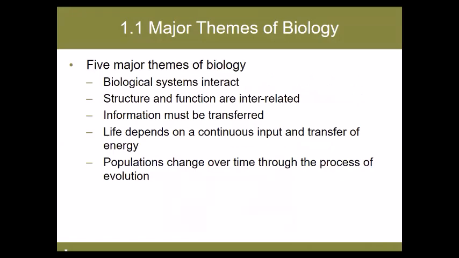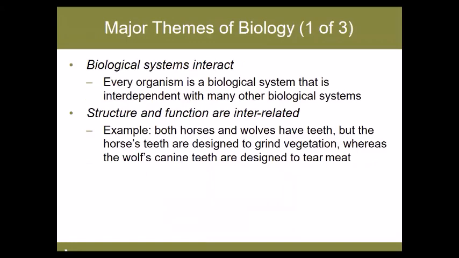And so the chapter starts out looking at some of the major themes that you're going to see in biology. Your textbook gives you 5 major themes. You can see them listed here, but we'll go through each one individually. The first one is biological systems interact. If you look around you at different biological organisms, you'll see how they interact within their environment and with each other.